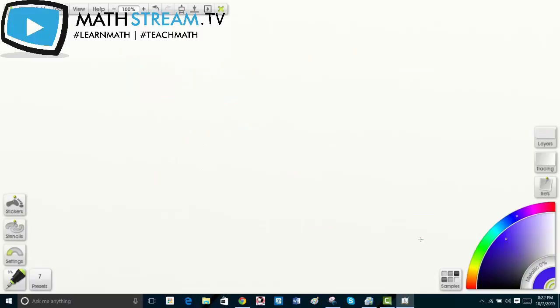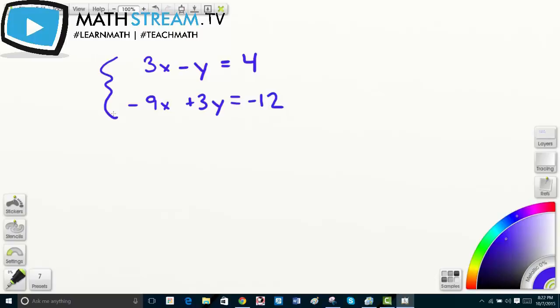Let's see what happens. I'm going to tell you ahead of time, this is an example where there are infinitely many solutions. But I want you to see algebraically what that looks like when it happens. So we have 3x minus y equals 4, and we have negative 9x plus 3y equals negative 12. So this is our system of equations.